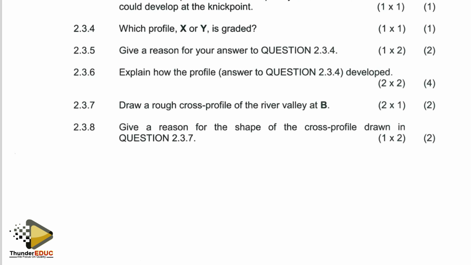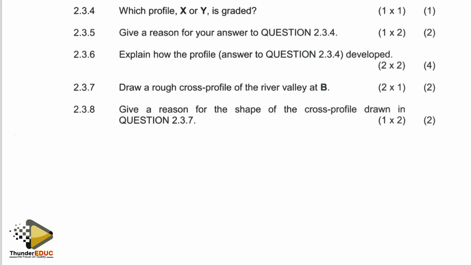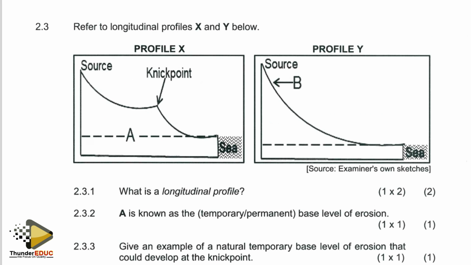Then number 2.3.7, draw a rough cross profile of the river valley at B. Right, if you check point B here, we are very close to the source. We are still in the youthful stage of the river. If you are drawing the cross profile, you should ensure that your drawing resembles, let me just simplify, a simple drawing which might be relevant. Right, we are saying the river will be having a profile something like this.